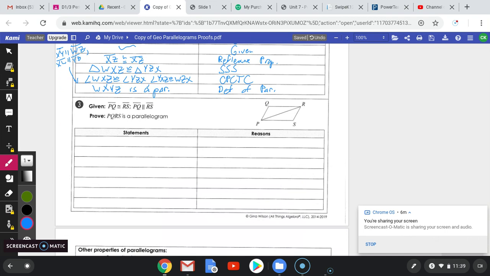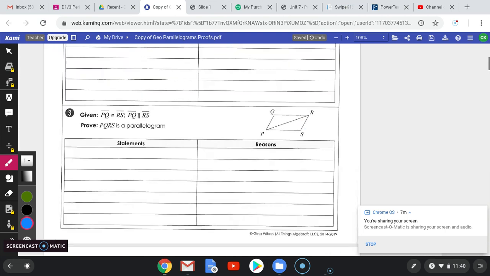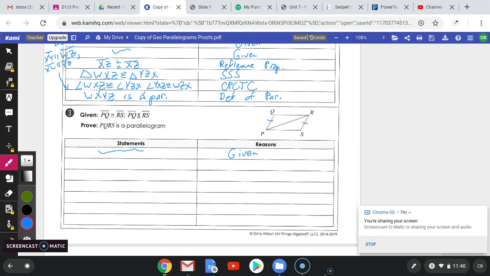So what we're going to do to help this, for number 3, they gave us 2 givens. So let's just pretend we wrote both given statements right there. And let's also mark it down. So it says PQ is congruent to RS. We can mark that down. Now it says PQ, whoops, excuse me, is parallel to RS.